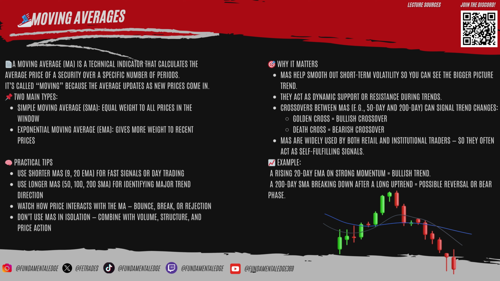Short-term traders might use a 9 or 20 EMA to stay close to the price action. Swing traders might rely on the 50 or 100 SMA to ride broader trends. Long-term investors often track the 200 SMA to define bull versus bear market structure.